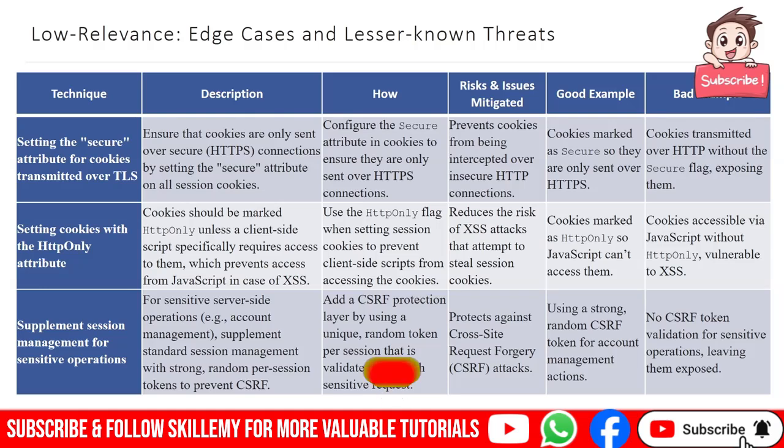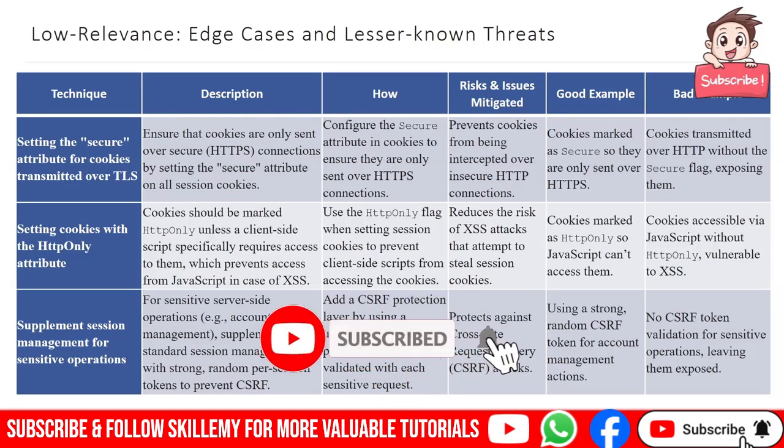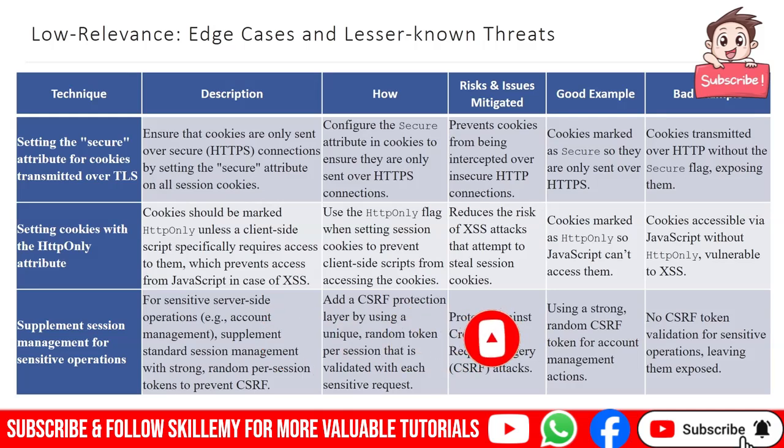By marking the cookie as secure, we prevent it from being sent over unencrypted connections, reducing the risk of session hijacking on insecure networks. Next, we have setting cookies with the HTTP-only attribute, which is a defense against cross-site scripting attacks. When the HTTP-only attribute is set on a cookie, it cannot be accessed via client-side JavaScript, meaning it is protected from malicious scripts that attempt to steal session cookies.